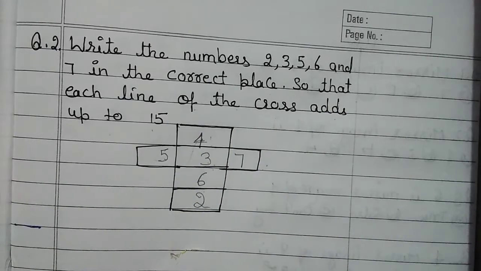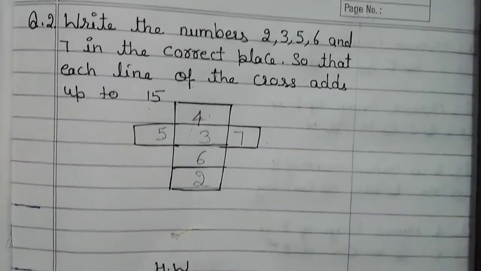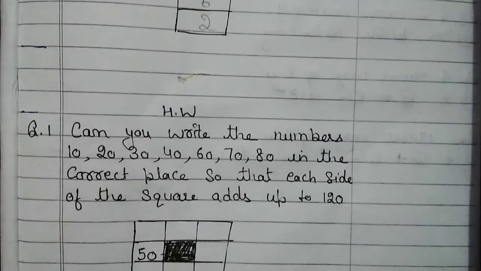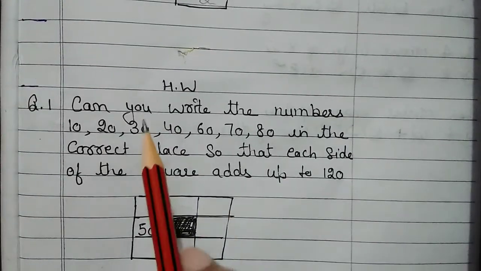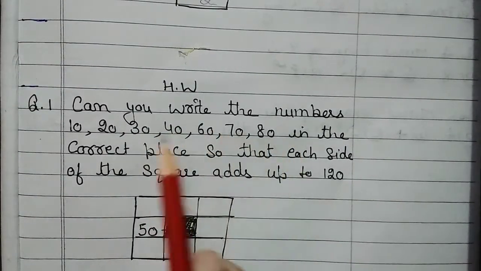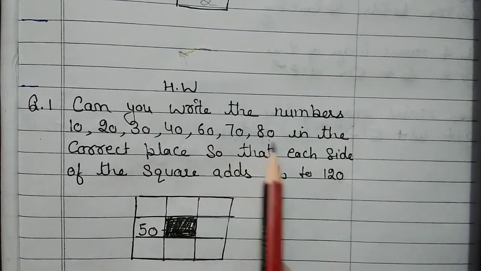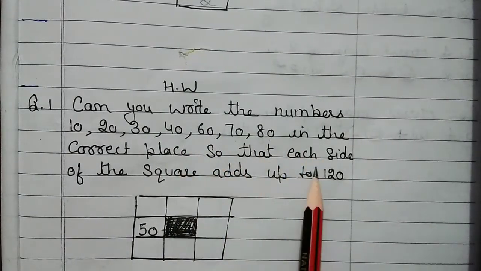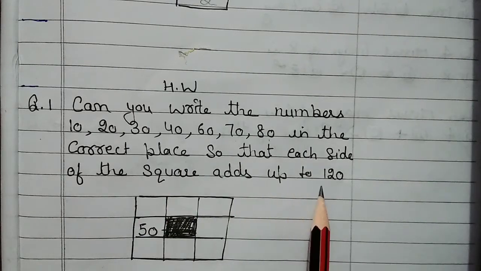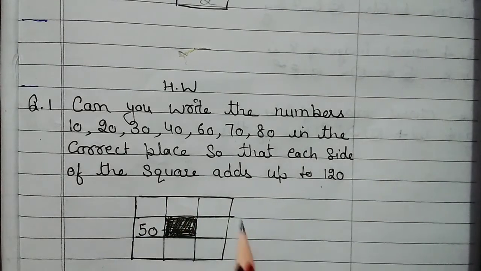Now I am going to assign some questions in the homework. Our first question is: can you write the numbers 10, 20, 30, 40, 60, 70, 80 in the correct place so that each side of the square adds up to 120? This is the square block. 50 is given to you and it is the same question we discussed earlier. Try to do this question by yourself.